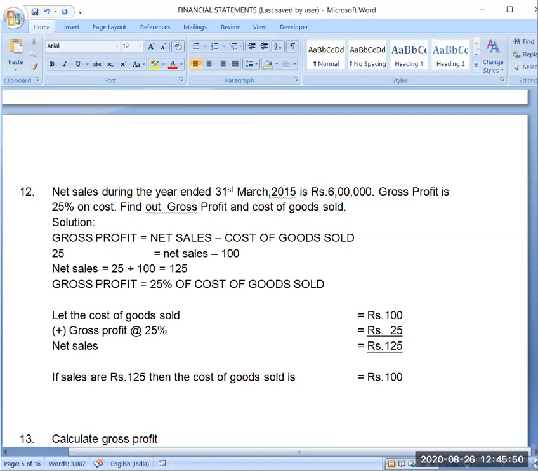Now, if sales are rupee 1, you might have studied this method in class 5th or 6th. Then the cost of goods sold is 100 upon 125. Am I correct? This way we do the things.